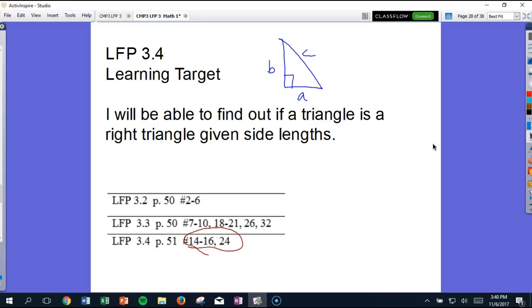Our learning target today is to be able to find out if a triangle is a right triangle given the side lengths. After you've worked through the problem today, our ACES questions will be 14 through 16 and number 24. Now remember, with the Pythagorean theorem, in a right triangle, a squared plus b squared equals c squared, where c is the hypotenuse side.